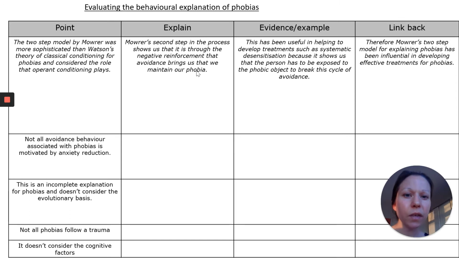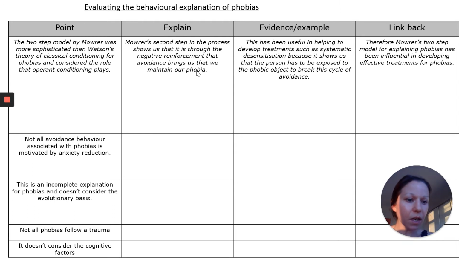So this has been useful in helping to develop treatments such as systematic desensitization, because it shows us that the person has to be exposed to the phobic object to break this cycle of avoidance. So I'm trying to pick out an example and say, so why is this a good thing? Why does this matter? And I'm also then linking back, and I'm therefore saying Mowrer's two-step model has been influential in developing effective treatments. So here my example then leads into my link back.